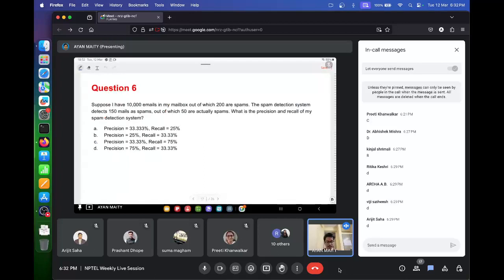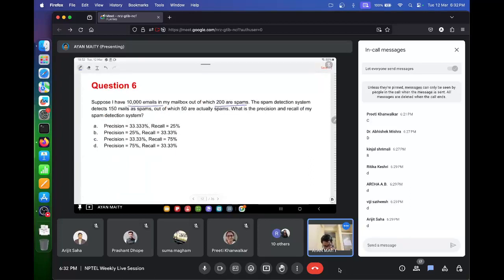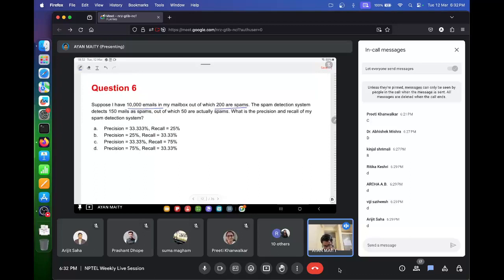Now question 6. Suppose I have 10,000 emails in my mailbox, out of which 200 are spams. The spam detection system detects 150 mails as spams, out of which 50 are actually spams. What is the precision and recall of my spam detection system?